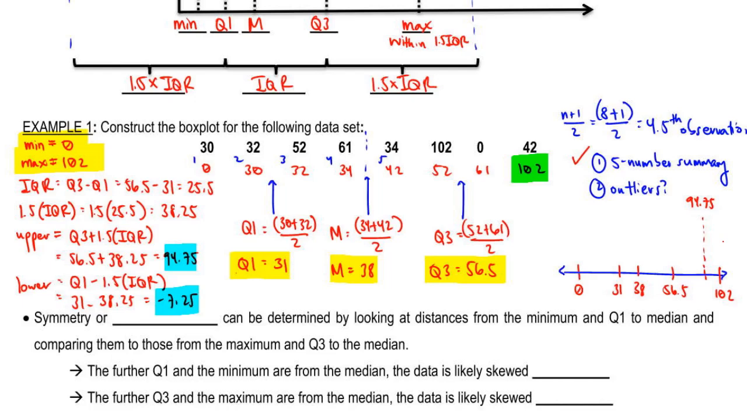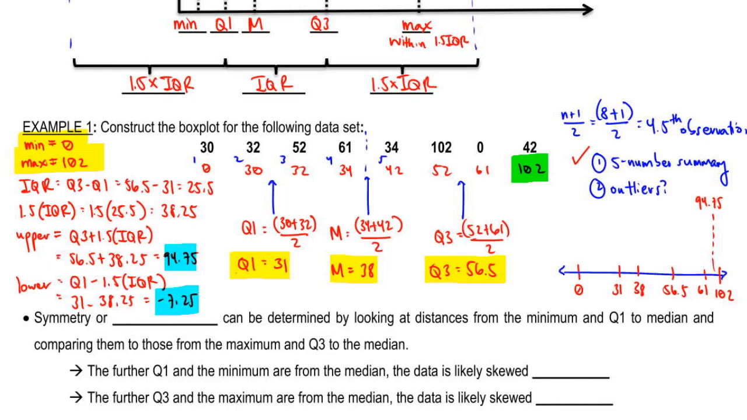So 94.75, let me actually move this over just a little bit. So 94.75, again, is kind of like that upper limit to where we have an outlier. And our outlier is that 102. So the highest one that falls within that is actually 61. Does that make sense? So 61 is our highest that falls within that outlier kind of limit. So let's go ahead and start drawing.